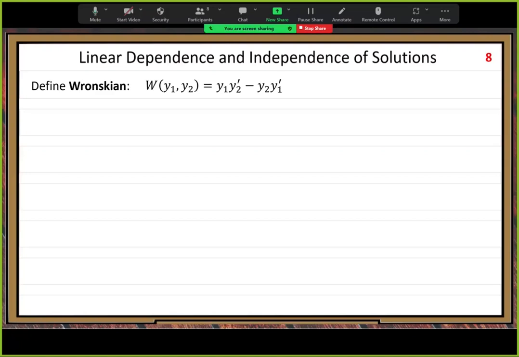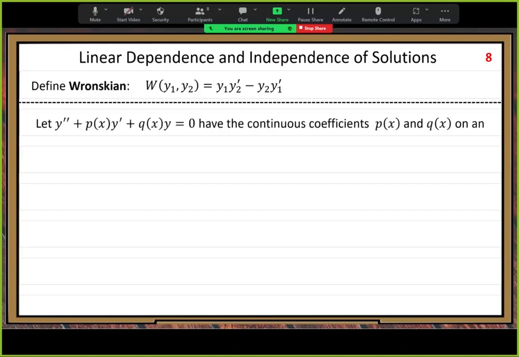The specific formula for the determinant is y1 times y2 prime minus y2 times y1 prime. Okay, now we try to look at the whole picture. Now we apply the result we just developed. We need to look at the whole picture, covering both linear dependence and linear independence, these two things.